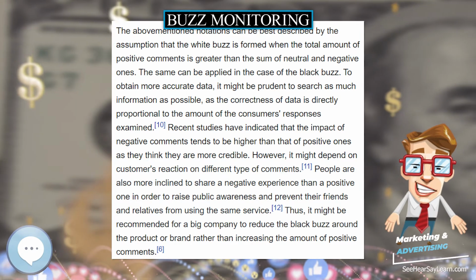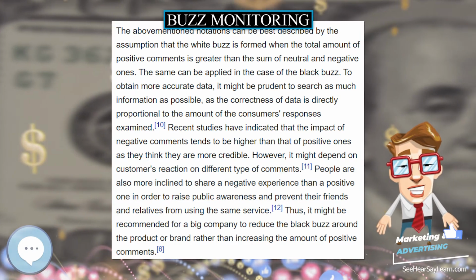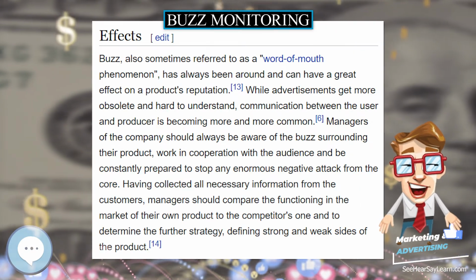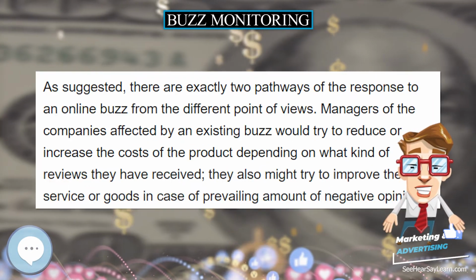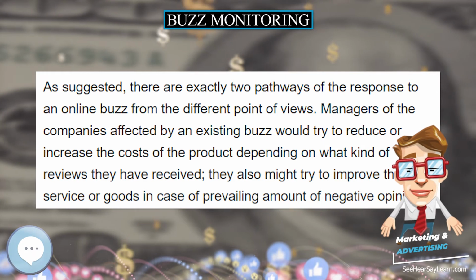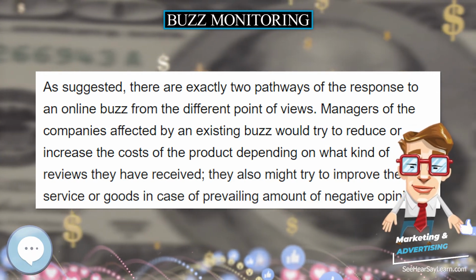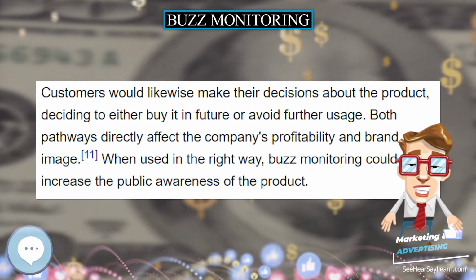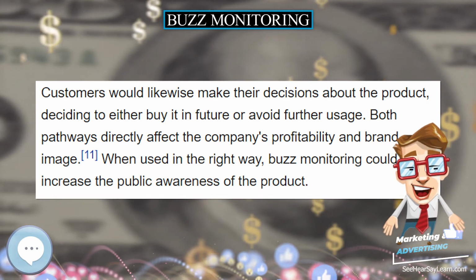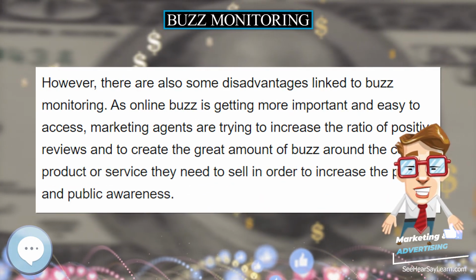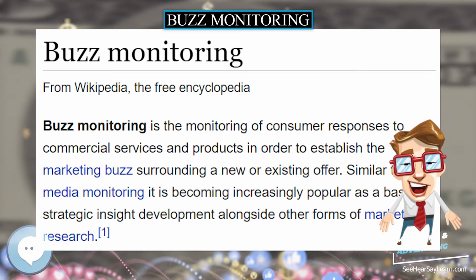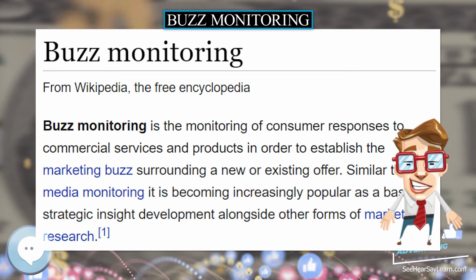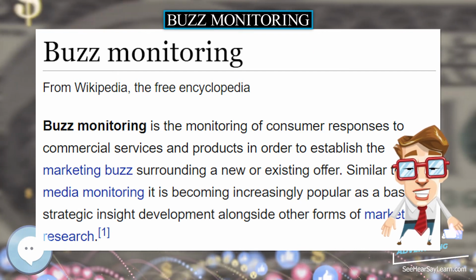Having collected all necessary information from the customers, managers should compare the functioning in the market of their own product to the competitors' one and to determine the further strategy, defining strong and weak sides of the product. As suggested, there are exactly two pathways of the response to an online buzz from the different point of views. Managers of the companies affected by an existing buzz would try to reduce or increase the costs of the product depending on what kind of reviews they have received.